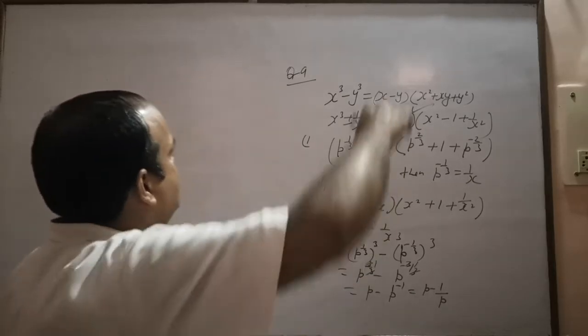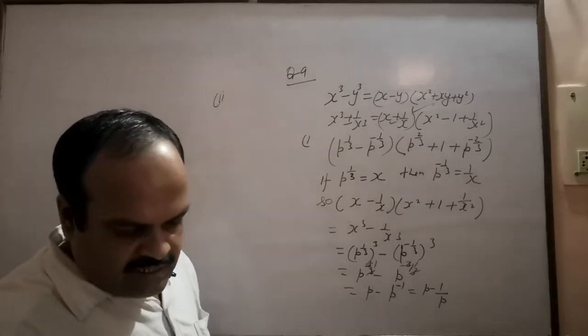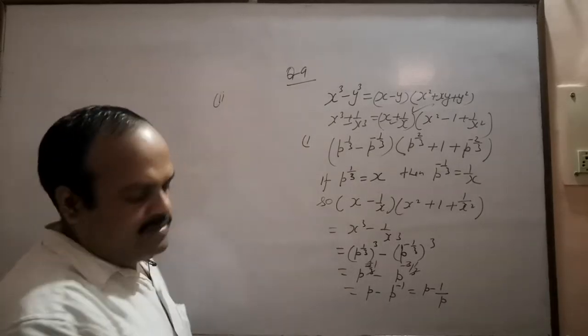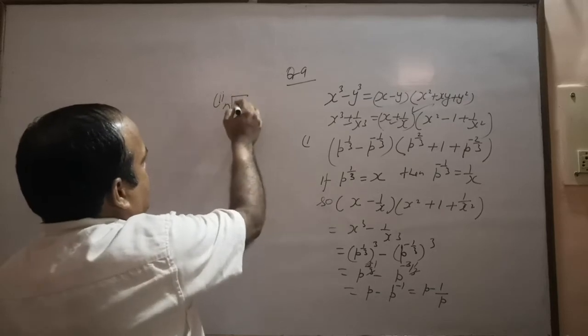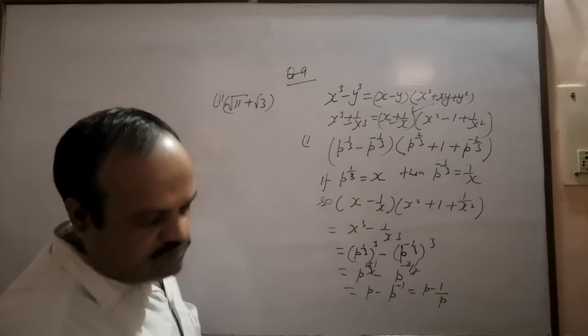Second part of this question, what we have? We have square root 11 plus square root 3 raised to 1 by 3.